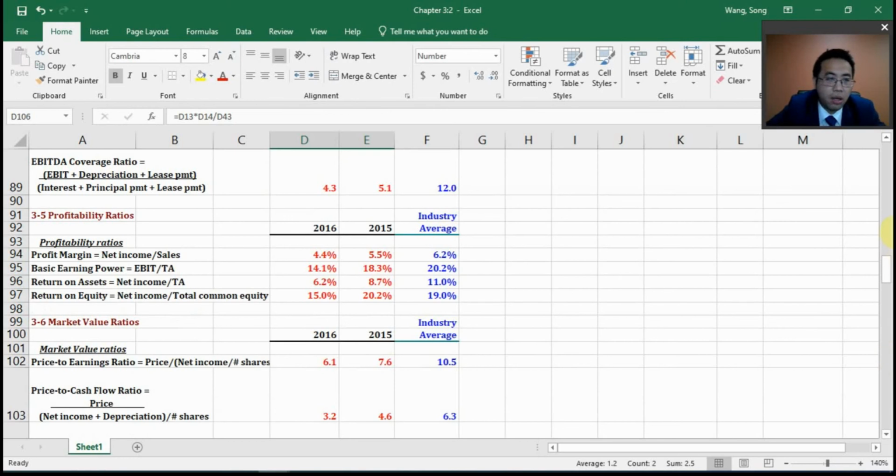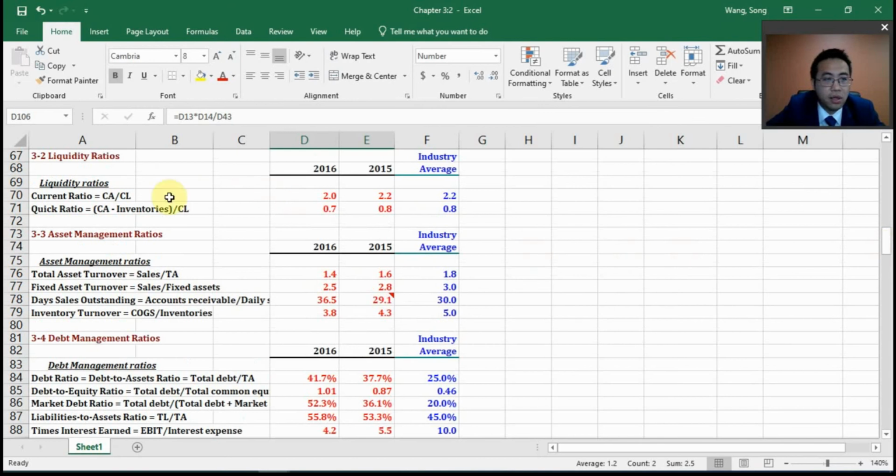What is required of you is not only to calculate all the ratios based on the data, and I'm not worried about that because you always get access to the formulas. What I really want you to know is whether it is good or bad when the ratio changes.